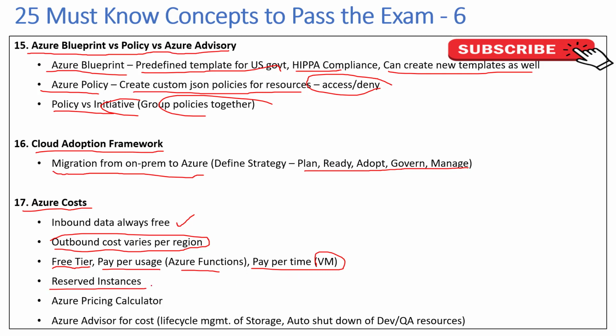Then you also have reserved instances. This is important. If you reserve the instance for 1 year, 3 years, then you're going to get some cost benefits. Then you have Azure pricing calculator to help you assess what is the cost for running that particular Azure service. Then you have the Azure Advisor for cost. I think we already discussed in the first video. This is important. You should know that.